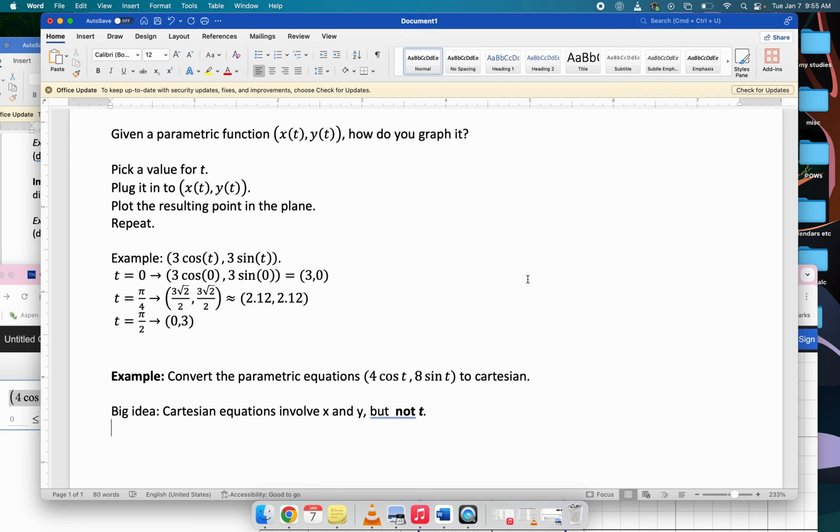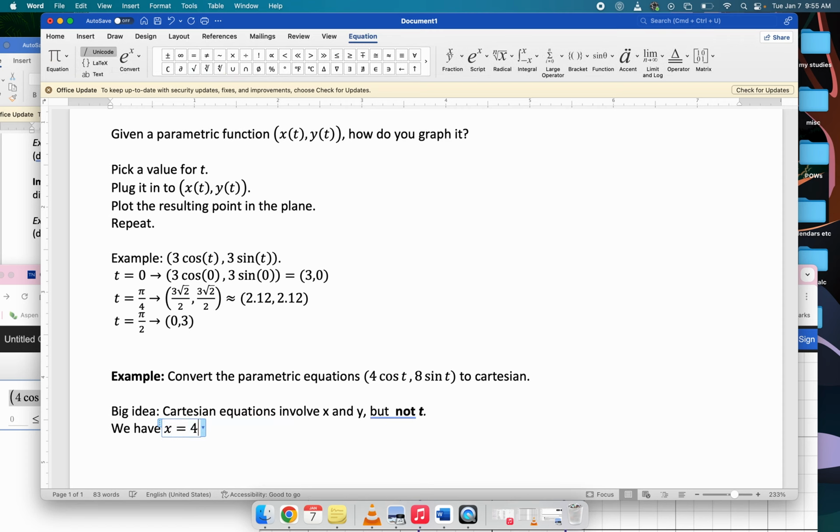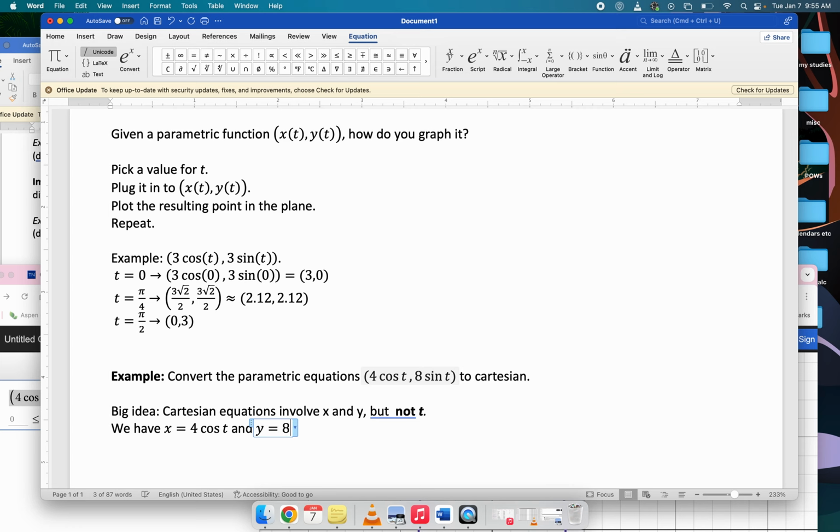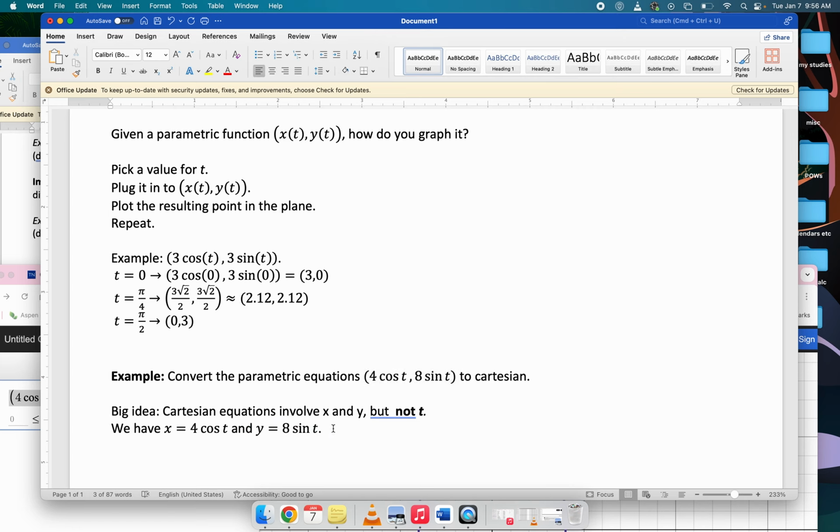Right now, we have that the x-coordinates of points on the graph are equal to 4 cosine t. So I can write x equals 4 cosine t. And the y-coordinates of points on the graph are equal to 8 sine t. What I need to do is take these two equations, and do a bunch of algebra and somehow eliminate t from the equations. This is actually pretty hard to do in this example. Other examples it's easier. Maybe I'll do an easier example after this just to show you that it's not always so hard.